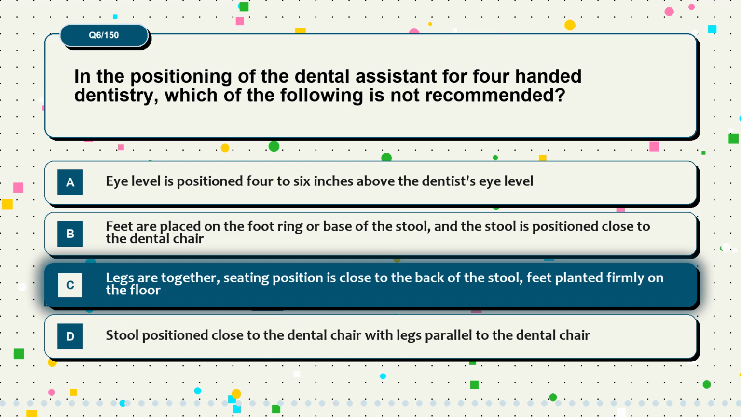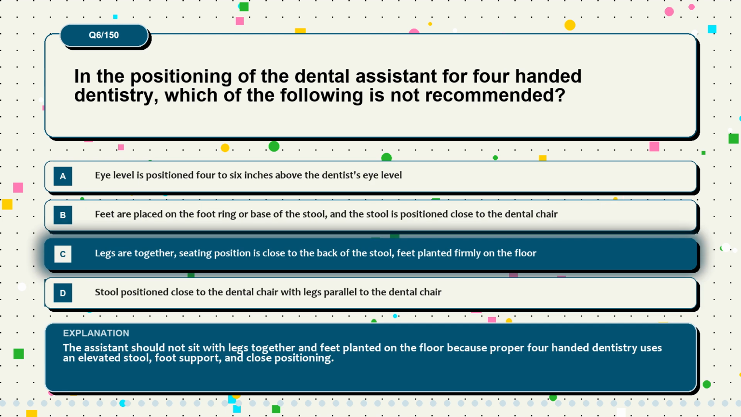The correct answer is option C. Legs are together, seating position is close to the back of the stool, feet planted firmly on the floor. The assistant should not sit with legs together and feet planted on the floor because proper four-handed dentistry uses an elevated stool, foot support, and close positioning.